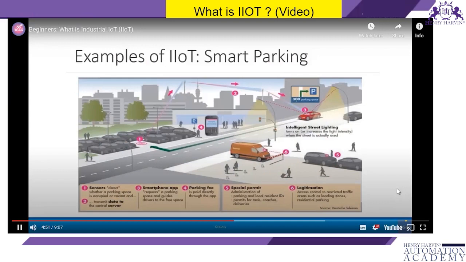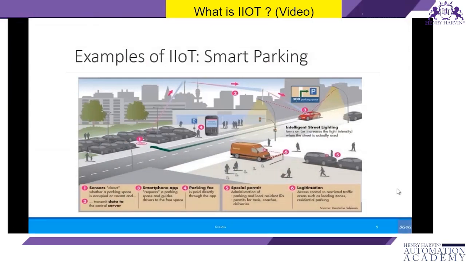Some more examples of IIoT. Firstly, smart parking. Using an app, drivers can quickly find a parking spot instead of driving around or paying high parking rates at a garage. This saves the driver time, fuel, and money.